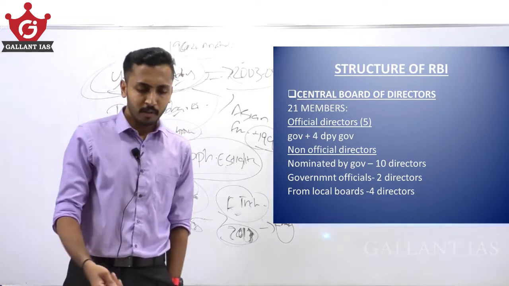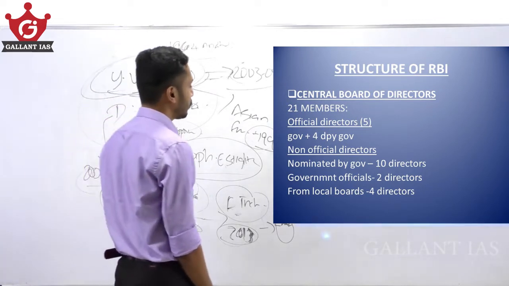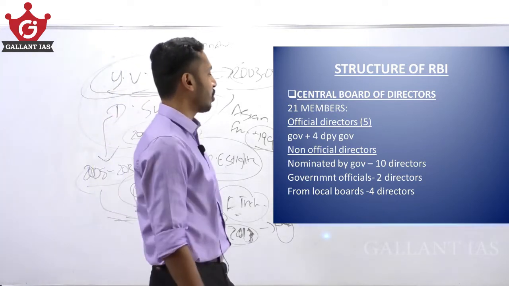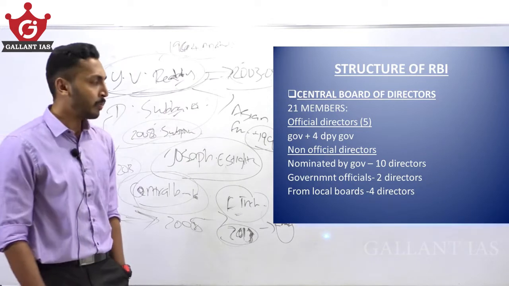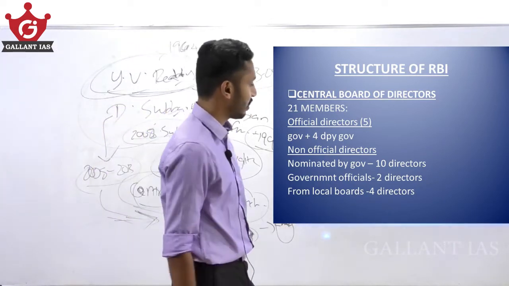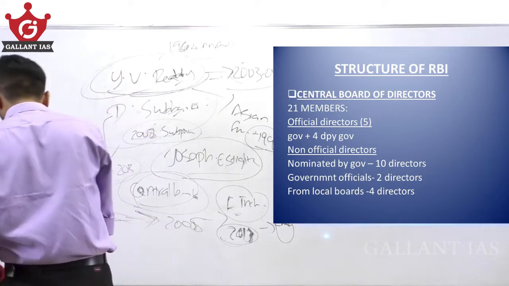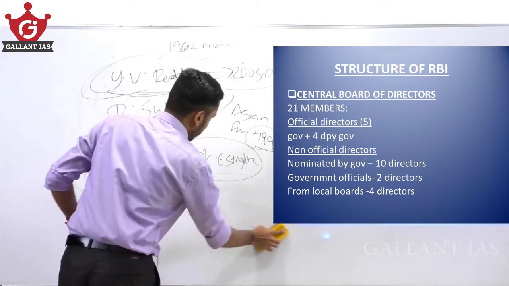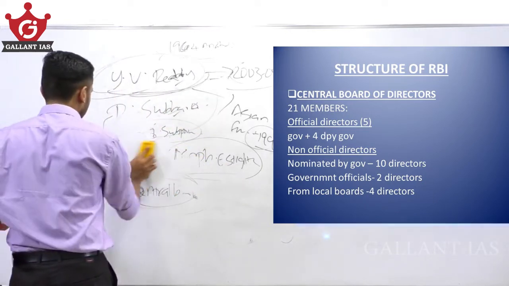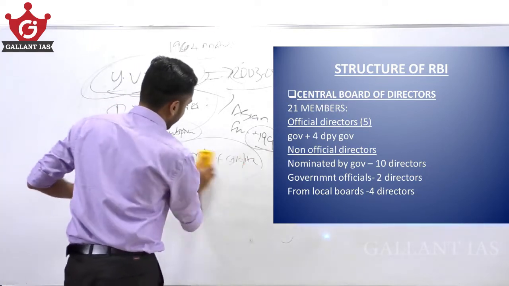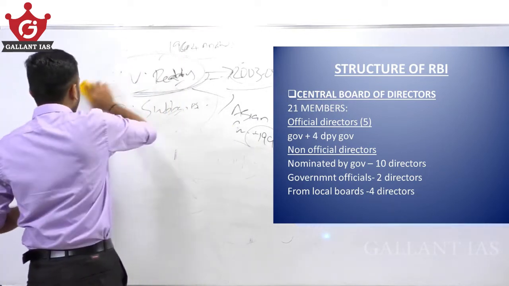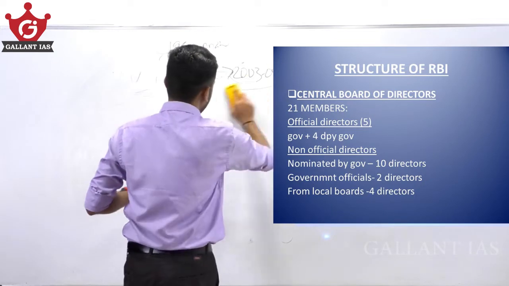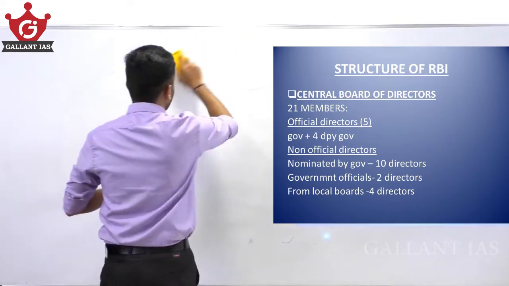And like I said, the deputy governors and governor are the official directors of RBI. Non-official directors: there will be 16, of which 10 will be nominated by the government from different sectors, and 2 will be government officials. These 2 officials are most probably the secretaries of the Department of Financial Services and the Department of Economic Affairs, which is under the Ministry of Finance.